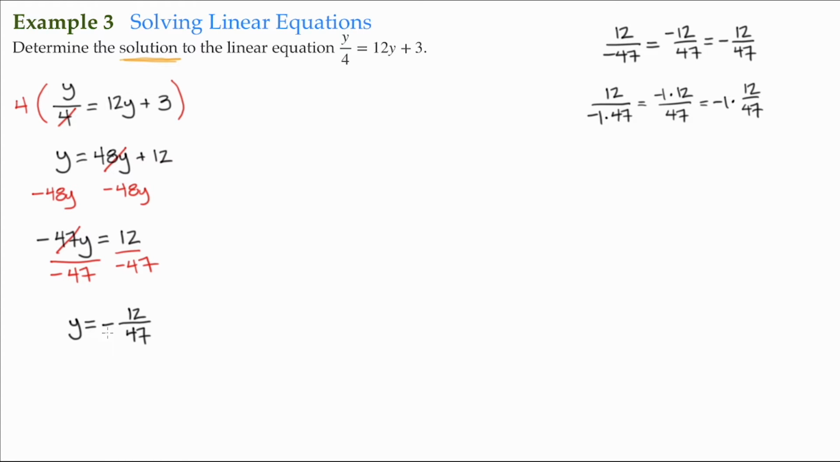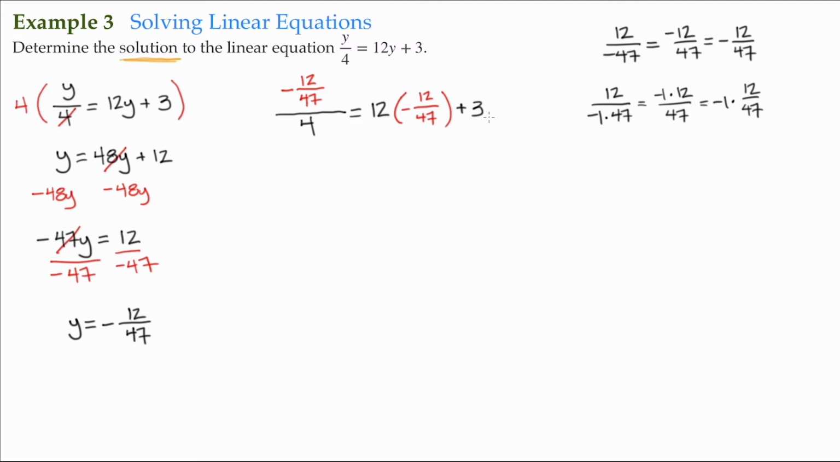So how do we know that this is the right solution? How do I know that y is equal to negative 12/47 is the actual solution for up here? Well, we'll have to check it. And we'll do that by plugging it back in here. So I'm going to do that. So I've got negative 12/47, and that's all over or being divided by 4, right? Y over 4. That's going to be equal to 12 times negative 12/47. And then, of course, plus 3.